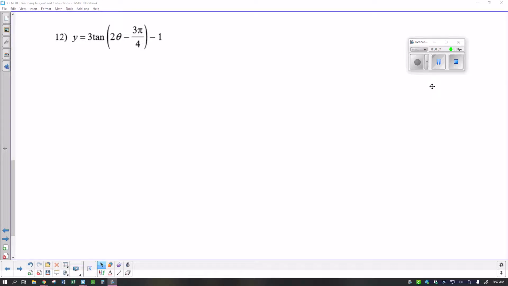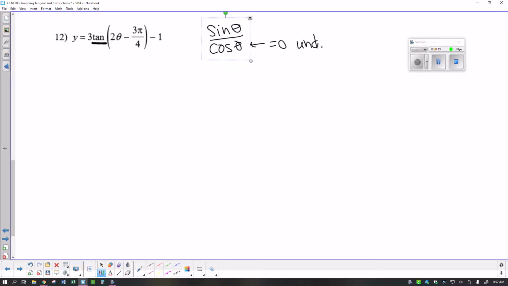All right, so let's take a look at number 12. This one is a tangent function. One thing you have to remember about the tangent function is that we are working with sine over cosine. So when this equals 0, then our tangent function is going to be undefined. So let me get our x and y axes on here, and then we can do some adjustments.